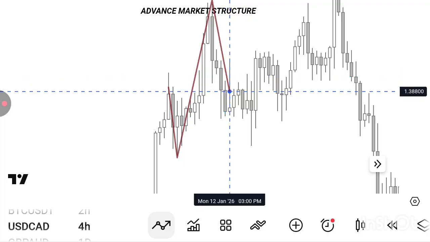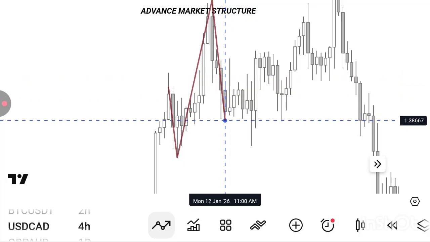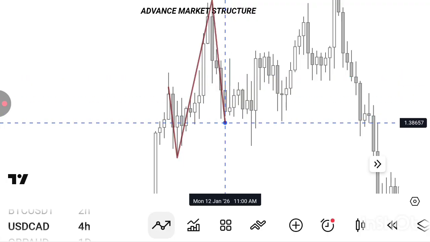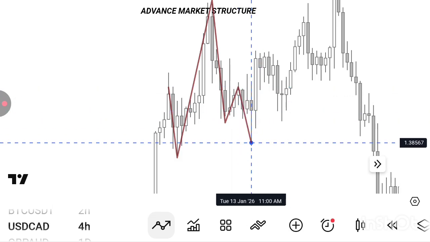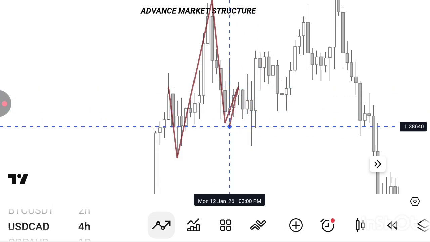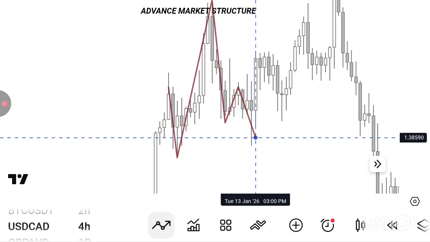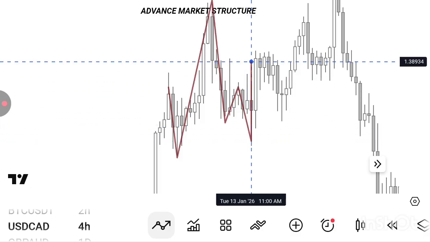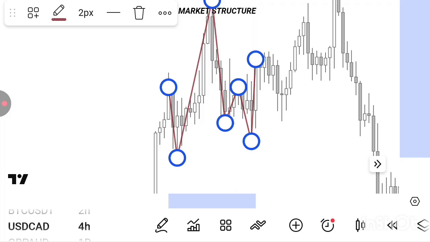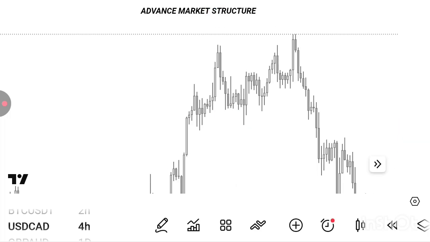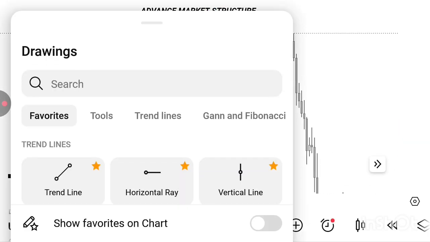Then what do we see price do? Price formed this particular low again, right? From this lower high, then price took this particular advanced market structure. Price took this low out, then broke to the upside, right? Okay, see what I told you about. I told you about something. So pay attention to this.